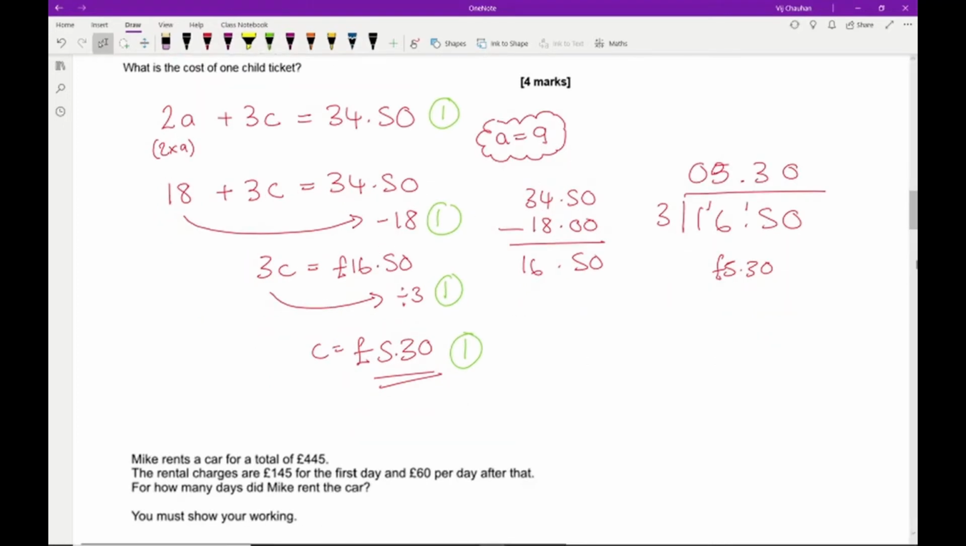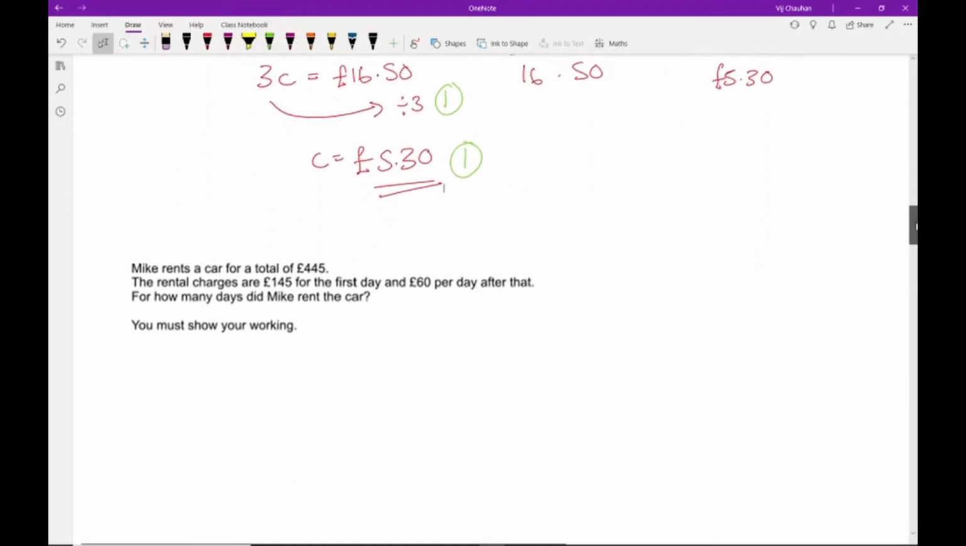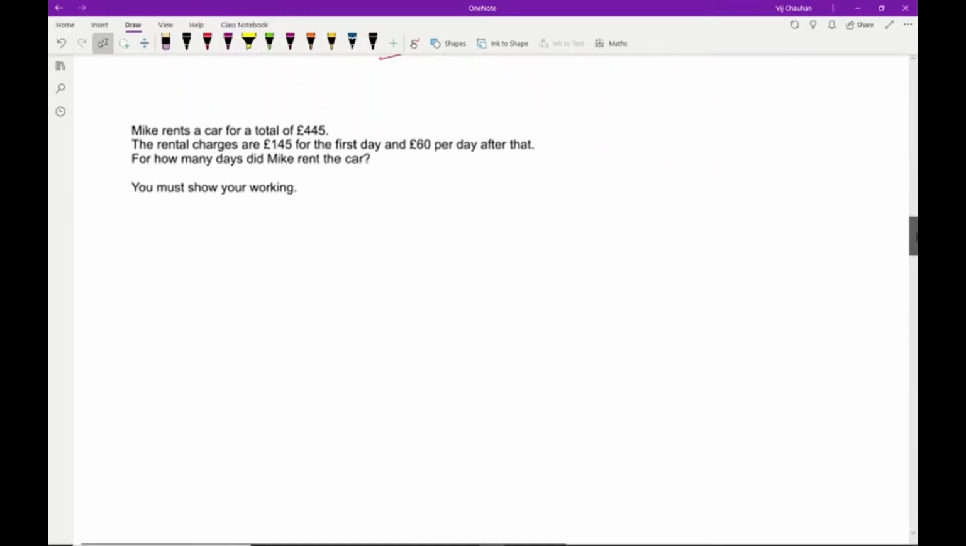So moving on to the next question, let's have a look. So this time we're looking at Mike. So Mike rents a car for a total of £445. The rental charge is £145 for the first day, and then £60 per day after that. So how many days did Mike rent the car for? Right, so we've got a total charge of £445. So what we need to do is subtract the first day charge.